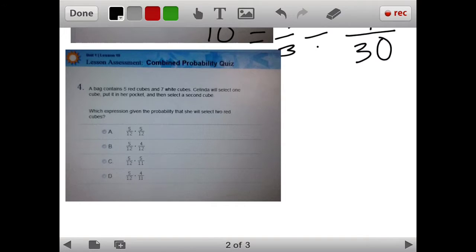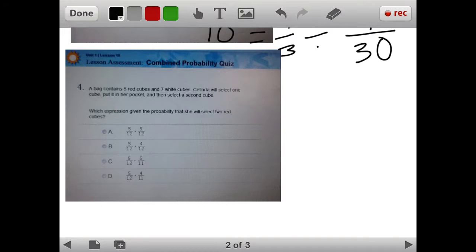Okay, it says a bag contains 5 red cubes and 7 white cubes. Celinda will select 1 cube, put it in her pocket, and then select a 2nd cube. Which expression gives the probability that she will select 2 red cubes?